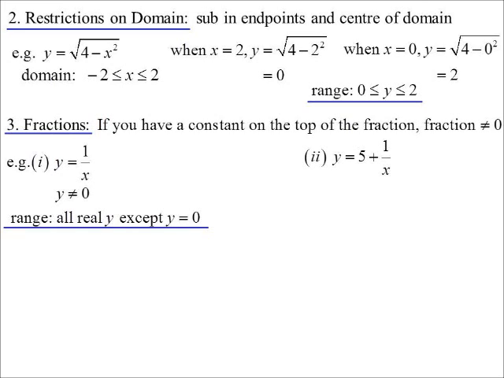5 plus 1 on x. Well, the fraction has got a constant on top, so it can never equal 0. So it can never be 5 plus 0. Range: all real y, except y is equal to 5.